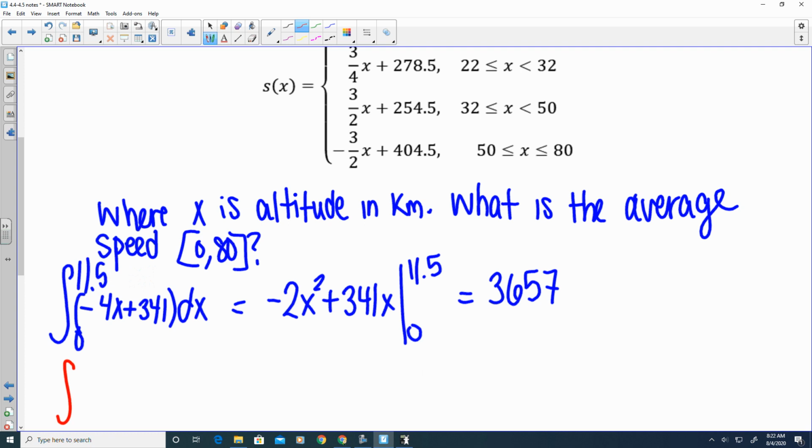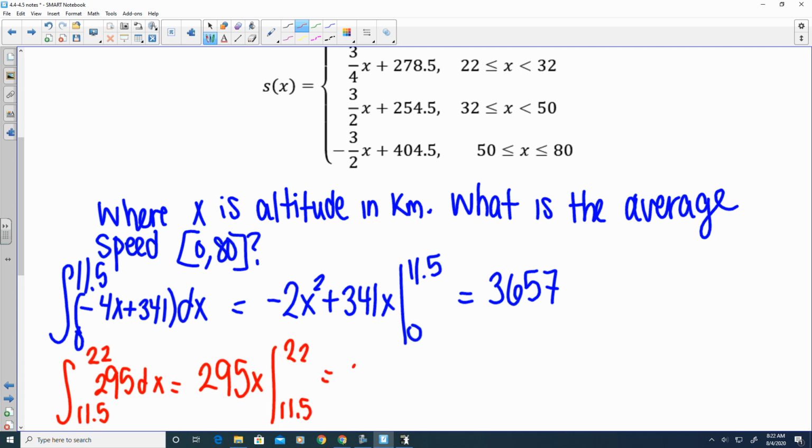Second piece, from 11.5 to 22. It's just 295 dx, which turns into 295x from 11.5 to 22, which is 3097.5.